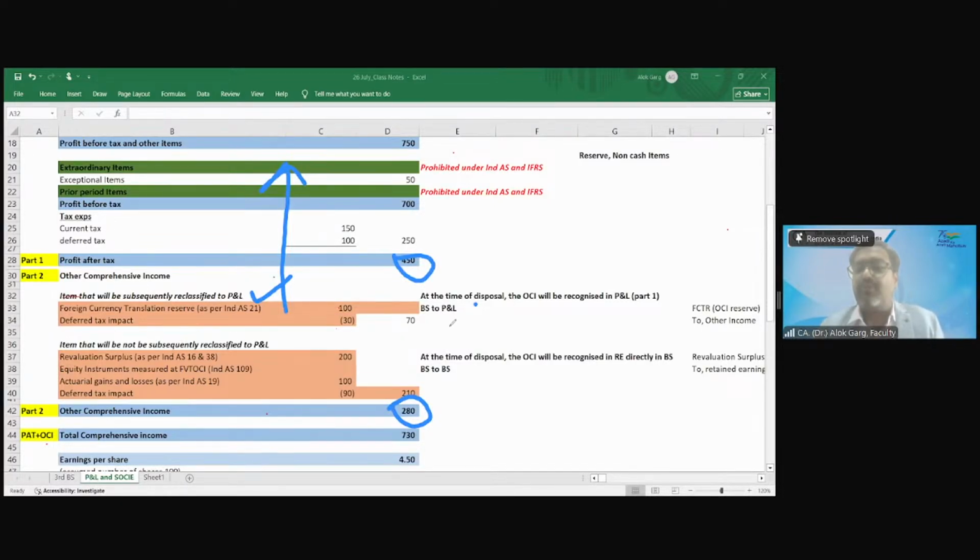This is a balance sheet to P&L transaction. The amount of FCTR was sitting in reserves. So from reserves, it goes to part 1. OCI debit, credit P&L. Okay.